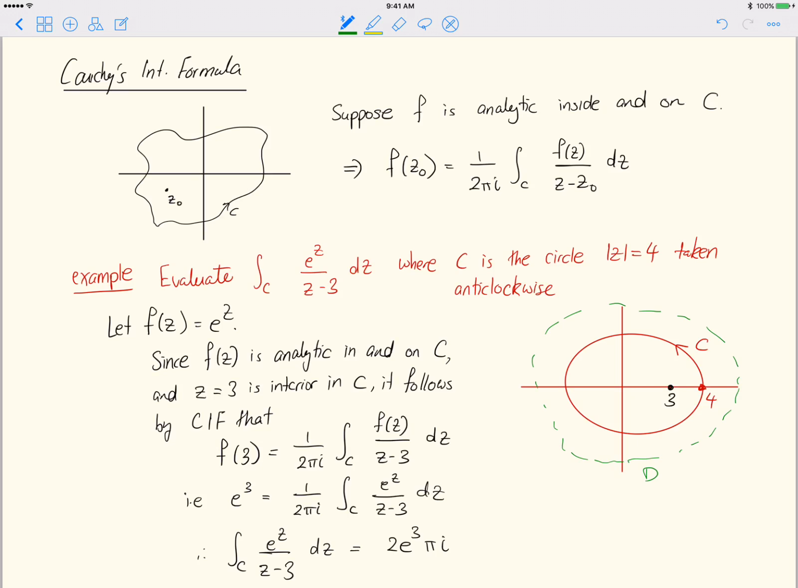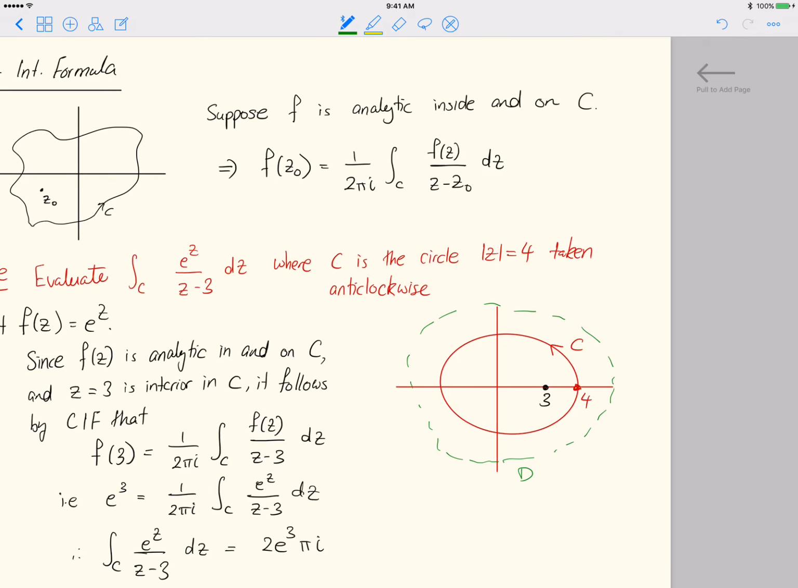Okay, so that was a sort of easy example to get us started. Let's just do another example. So what about this one here?